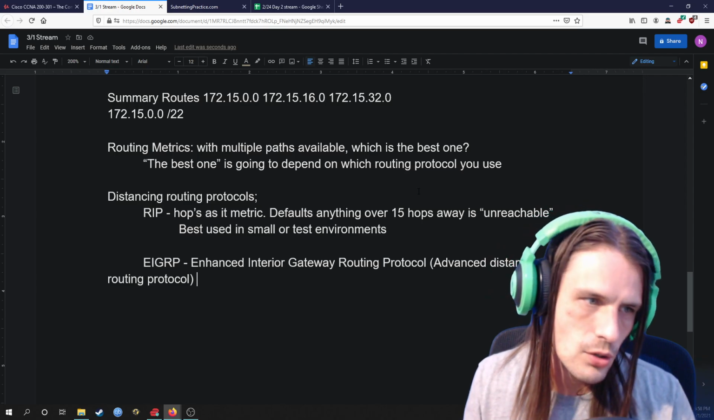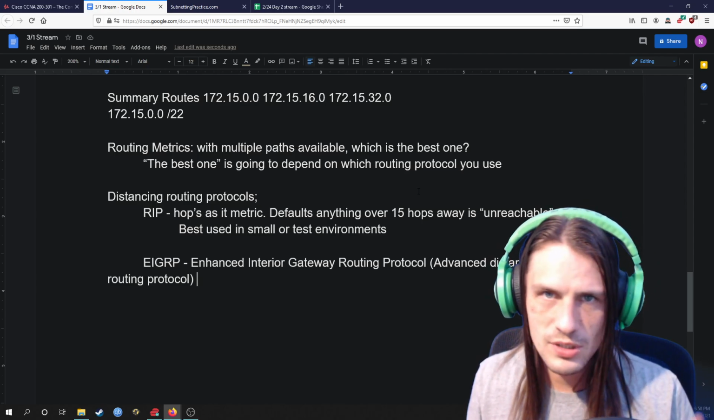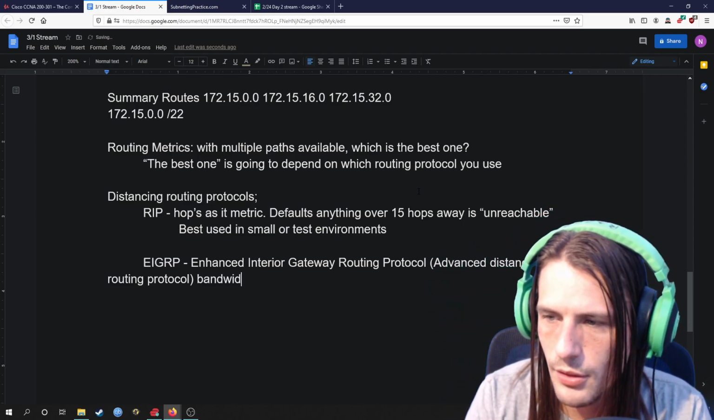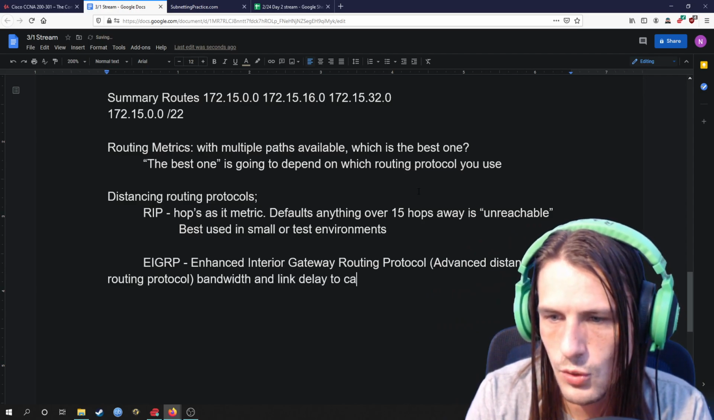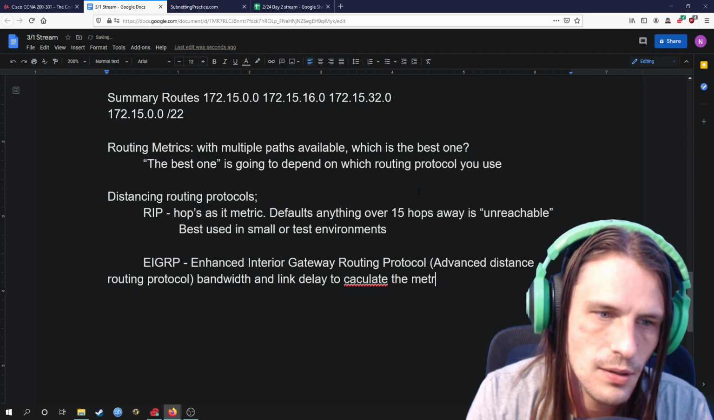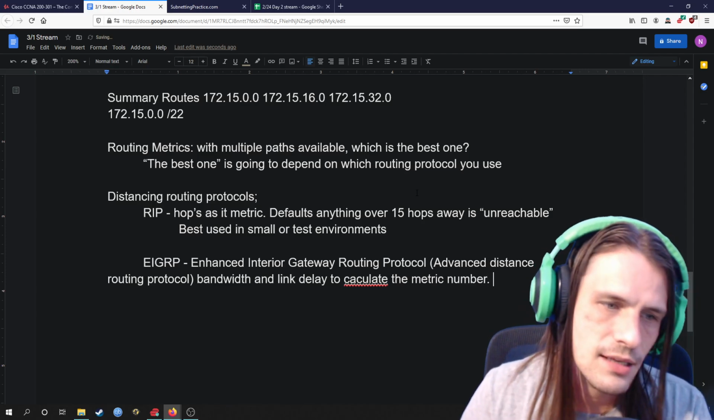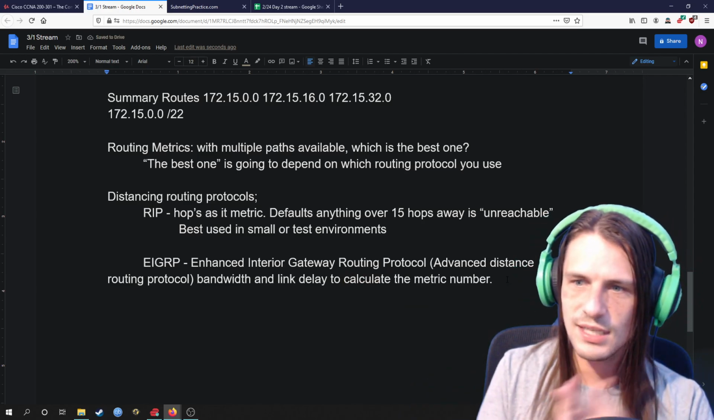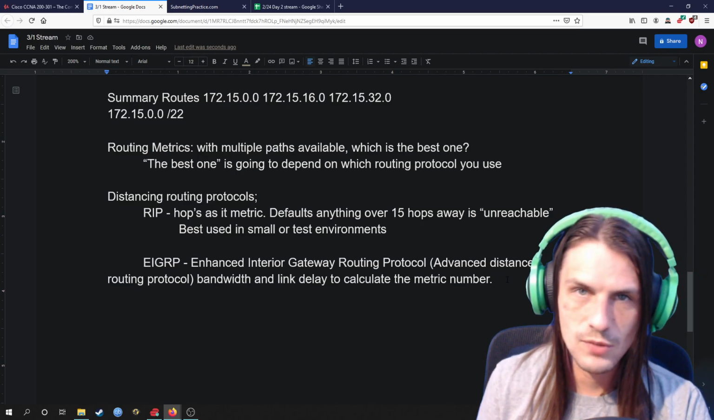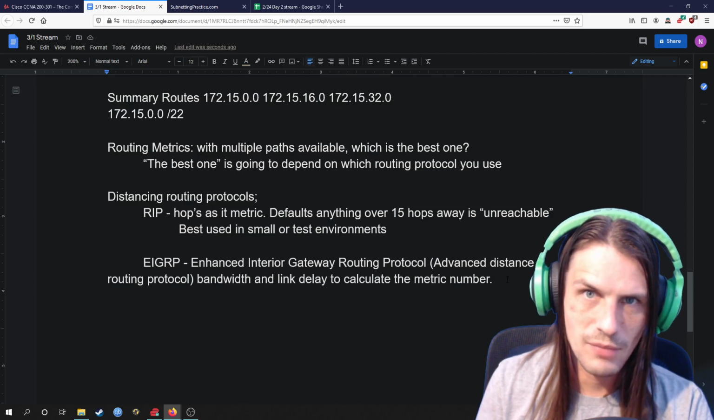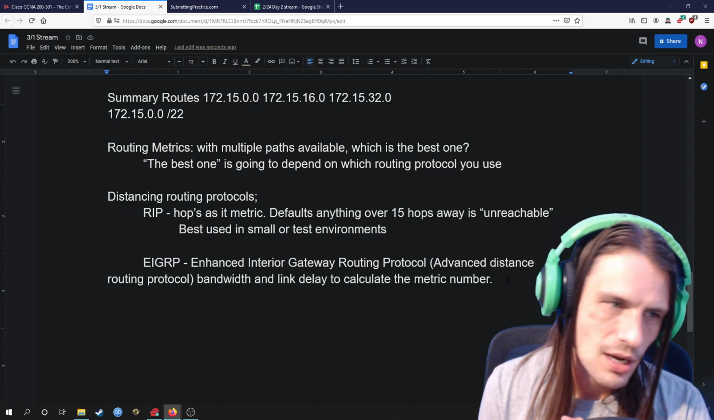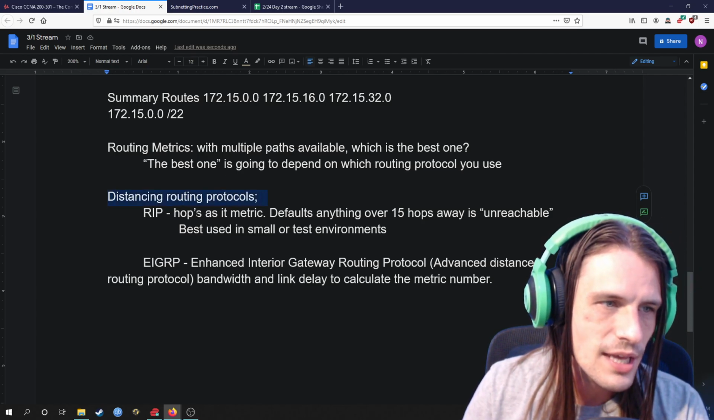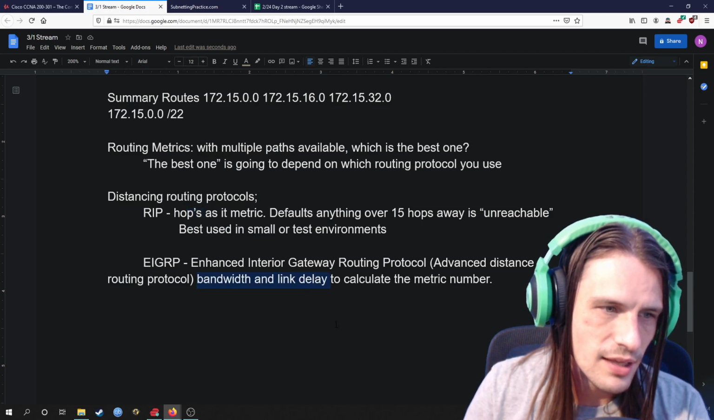Okay, but so for this metric, even though it sits under distance routing protocols and we think of that as hops, this one actually uses bandwidth and link delay to calculate the metrics. And again, the lower the metric number, the better. The lower one is always going to win. It's like latency with your games when you're looking at your ping. The lower the number, the better. It's like playing golf. The lower the number, the better. But the interesting thing is, even though this is a distance routing protocol, instead of using hops, it's going to use bandwidth and link delay. So what do I mean by that?